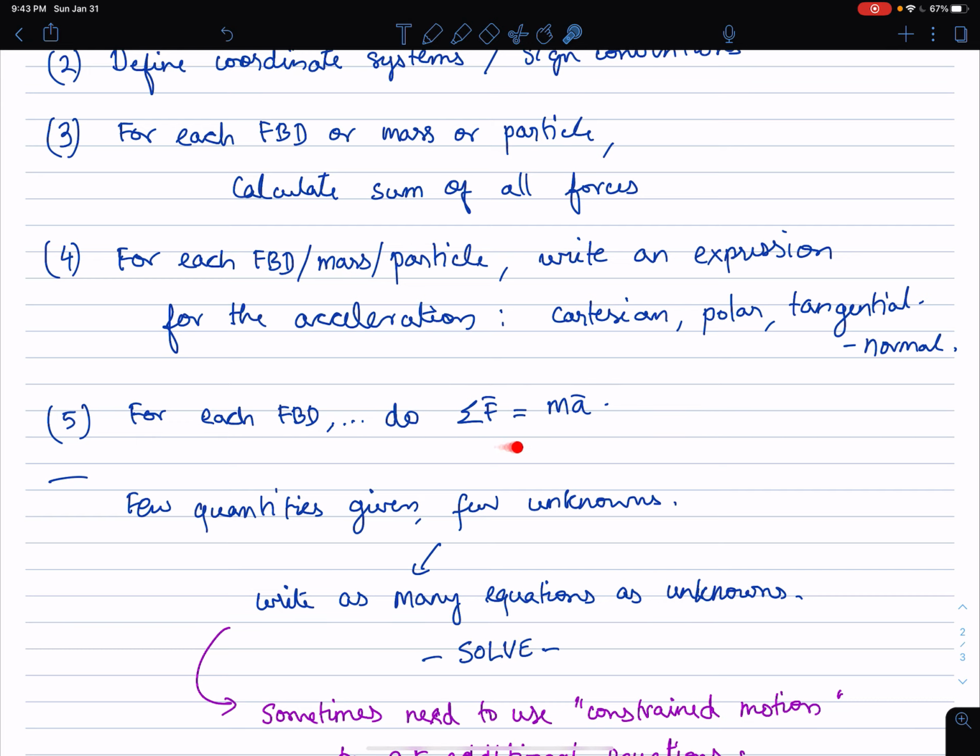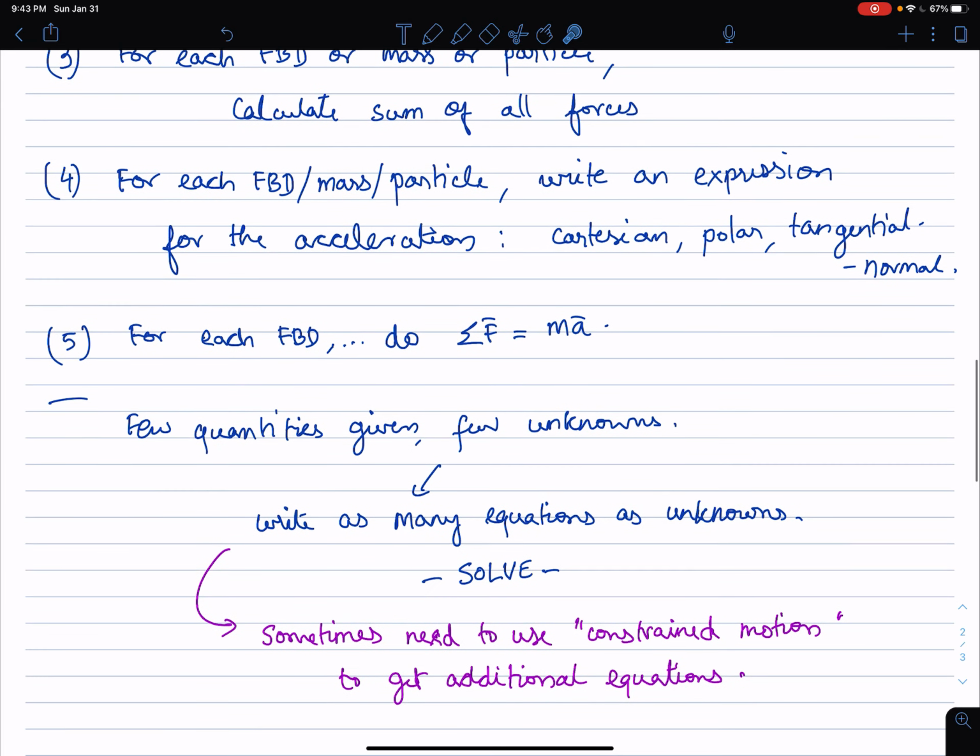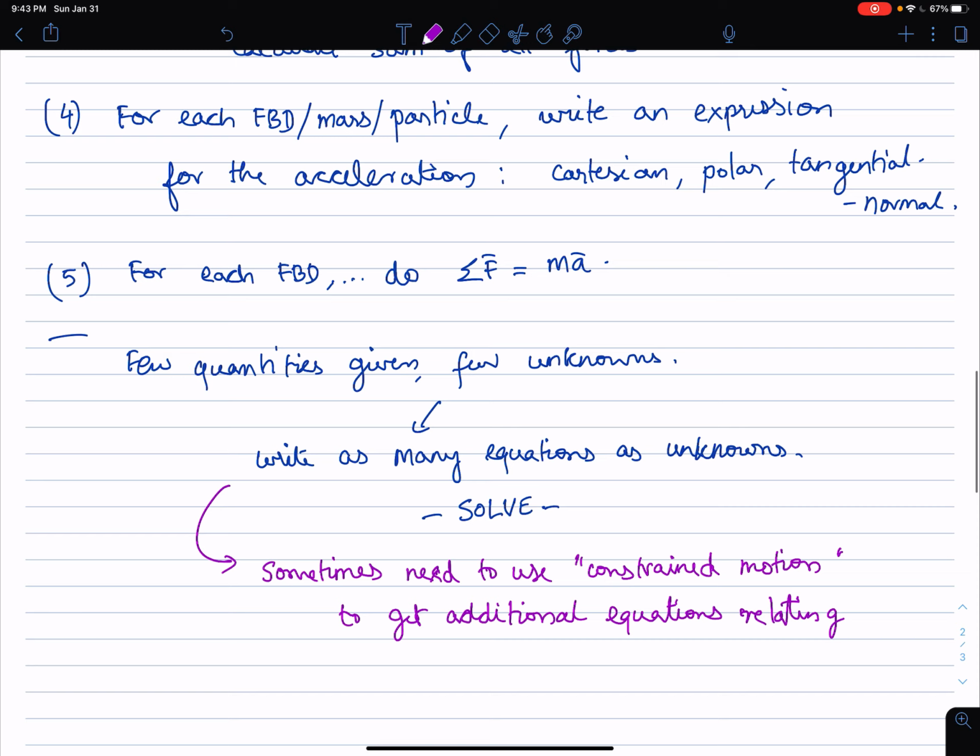Sometimes just writing F equals ma may not be sufficient. You may need to use things like constrained motion to find additional equations relating different accelerations, like we did for pulleys. Okay, so I guess that's the end of this little video. We'll do some example problems now.